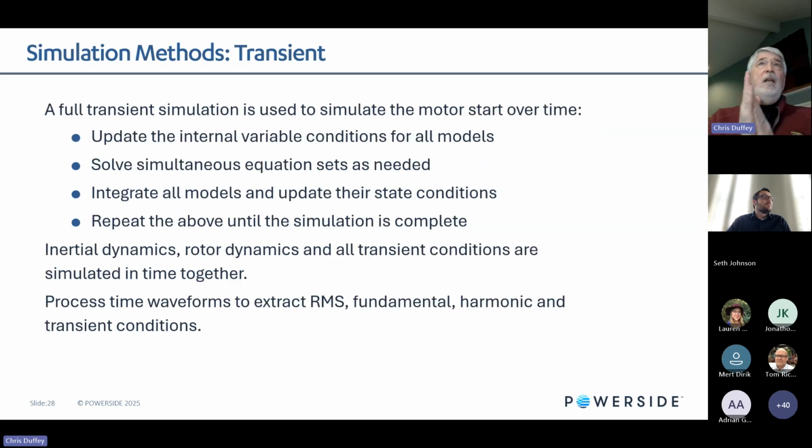So full transient simulation is used to simulate the motor start over time, just like the previous ones. It updates the internal variable conditions, solves a simultaneous equation set, integrates all the models, and then it repeats over and over again to simulate your motor start. Note, inertial dynamics and rotor dynamics and all transient conditions in this simulation are performed together, which is different than when we look at the dynamic model, which has a separate static network model that then is impacted by the dynamic models. This is all one transient simulation.